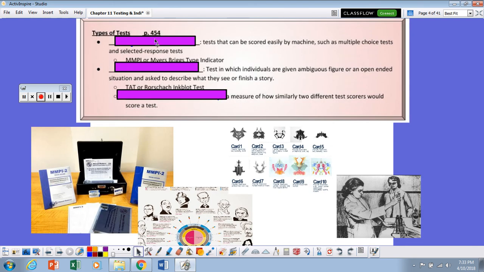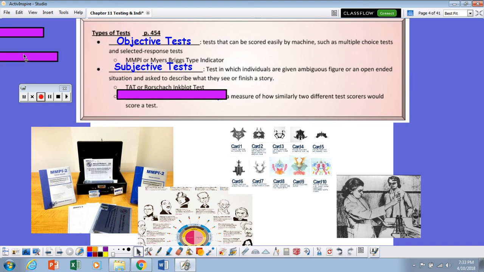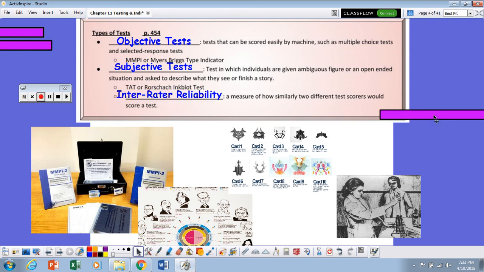Types of tests. Objective tests are tests that can be scored easily by a machine, such as multiple choice tests, and have some kind of selective response. Some of those might include things like the MMPI and the Myers-Briggs Type Indicator. Subjective tests are tests where an individual is given an ambiguous figure in an open-ended situation and asked to describe what they see or to finish a story. Examples of that would be the TAT or the Rorschach test.